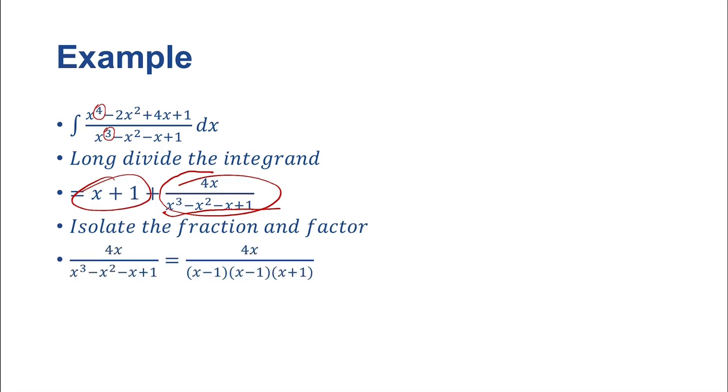So we get 4x over x cubed minus x squared minus x plus 1 is equal to x minus 1 times x minus 1 times x plus 1. Oh wait, we have repeated linear factors. So we've got x minus 1 two times, so it's squared. That is going to throw a little bit of a wrench into our partial fractions, and we are going to need to do case 2.